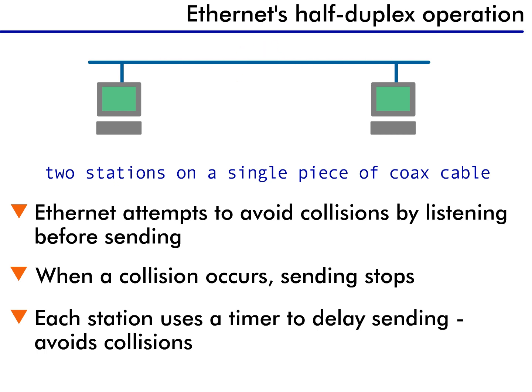Now let's take a look at how collisions occur. Here we have two stations on a single piece of coax cable. Since there is only one wire, only one station can talk at a time. Both stations will first carrier sense, or listen to the wire. Neither one hears anyone communicating, so they both assume that it's okay to send traffic.